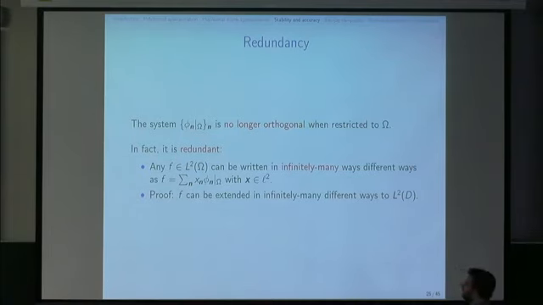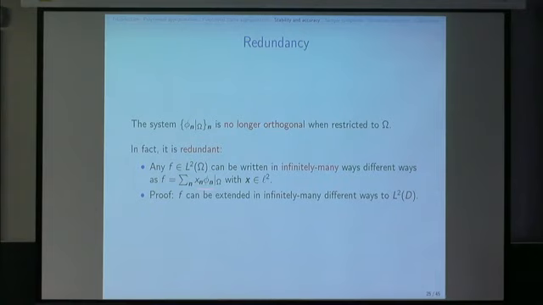And the big problem is as follows. If I take an orthonormal basis on a domain D and I restrict it to a subdomain, it's no longer orthogonal. And in fact, it's no longer a basis. In fact, it's a redundant system of functions. Why is this? Well, take any function in L2 omega. I can write it in infinitely many ways as an expansion in this system.